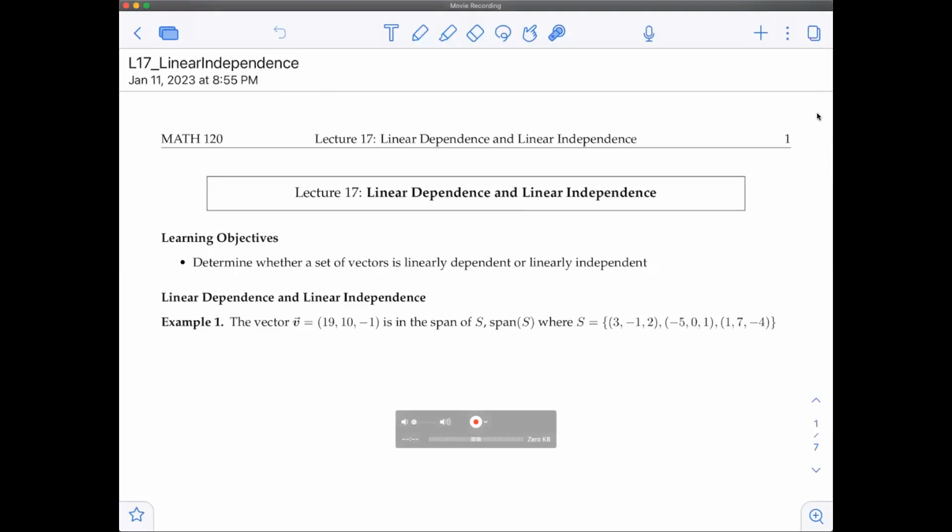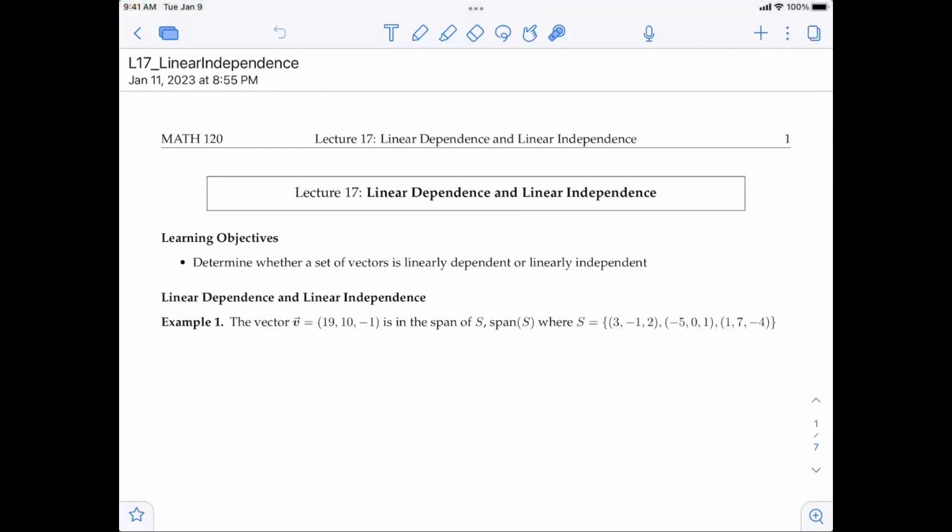Hello everyone, this is lecture 17, linear dependence and linear independence. In this lecture, we're going to look at the concept of linearly dependent and linearly independent sets of vectors. In the last lecture, we looked at the concept of linear combinations and the span of a set, and we use that information to build up and write down the definitions of linear dependence and linear independence.